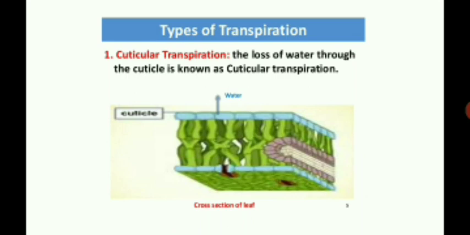Cuticle is the waxy covering on the upper and lower surface of the leaf or young stem. So, when transpiration, that is loss of water, occurs through the cuticle, it is known as cuticular transpiration.